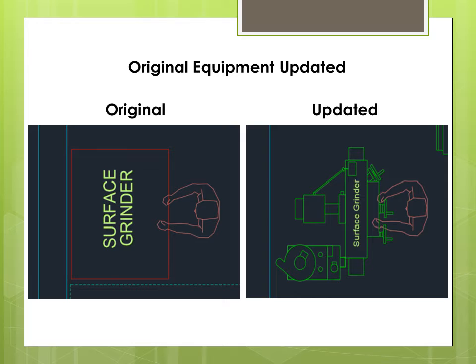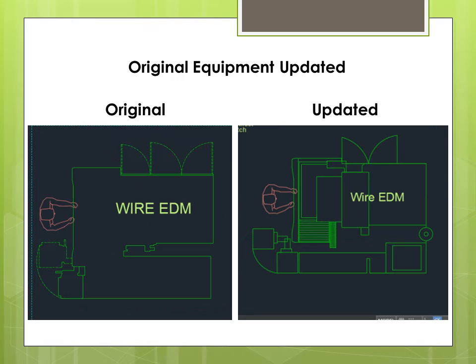Here you can see a surface grinder. In the original drawing, it was represented by just a rectangle, but I was mandated to have detailed drawings, so I remodeled it. Here again, this is the original model of a wire EDM and my more detailed version.